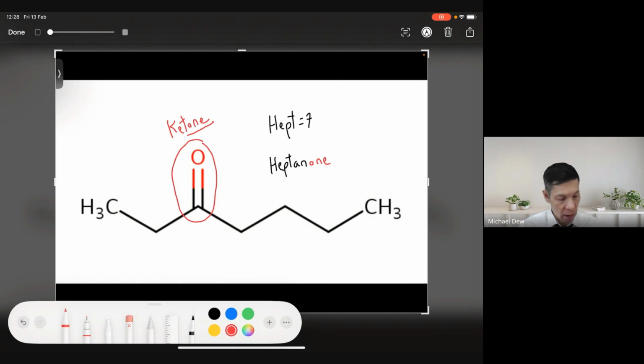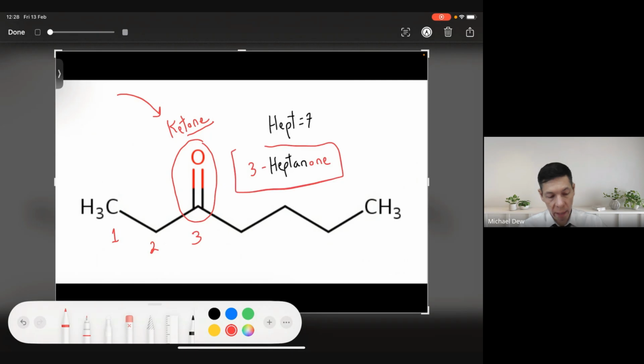Now, we're almost done. Interestingly, if we count from the left, this would be carbon 1, this would be 2, and this would be carbon 3. So we can see the functional group, the ketone group, is on the 3rd carbon. That means we need to put 3 in front with a hyphen, 3-heptanone. So now I can read the name in the red square, 3-heptanone, and know that this ketone group is on the 3rd carbon.